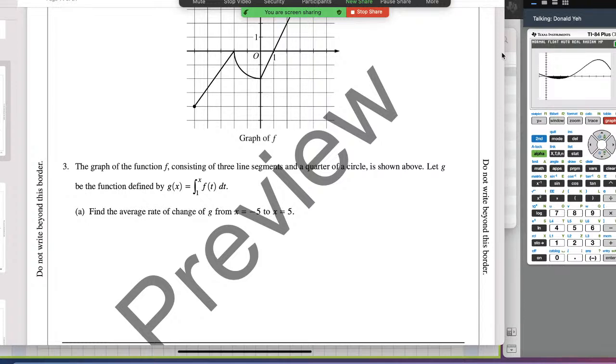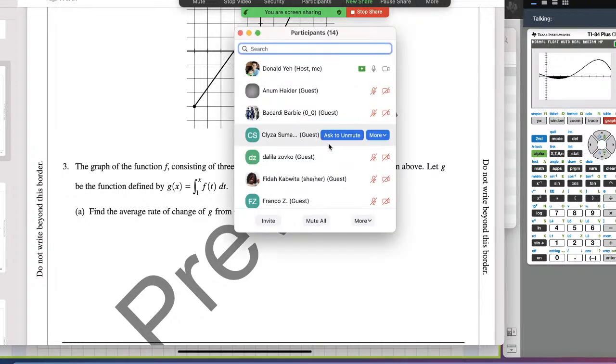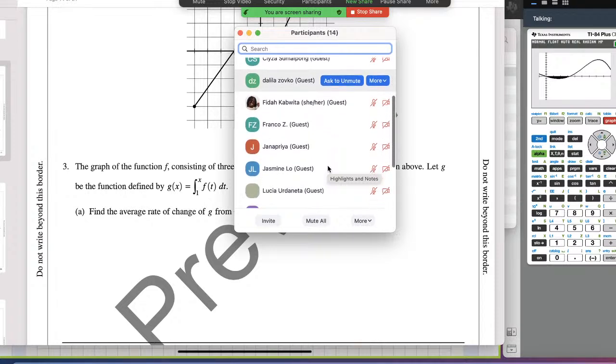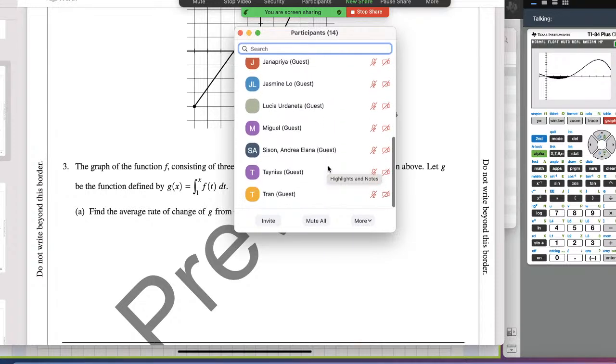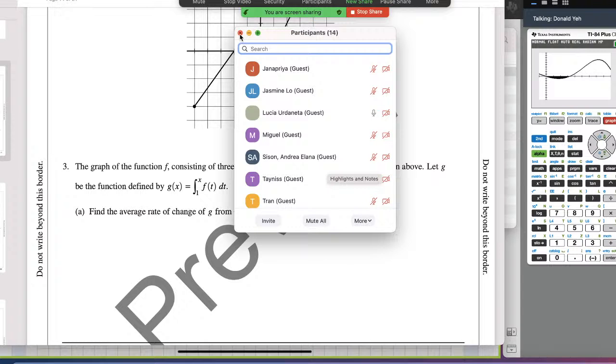Lucia, what'd you get for the first part? Oh, you have not done it yet. If you don't know the answer, just tell me. Yeah, I finished it. What'd you get? I got -6 plus pi over 10. -6 plus pi over 10.